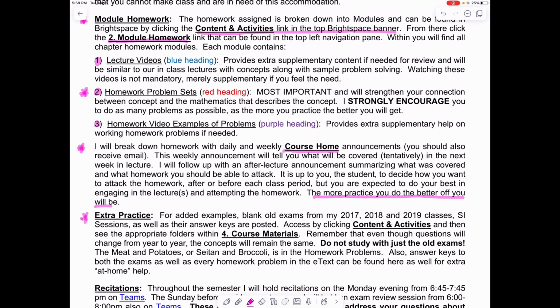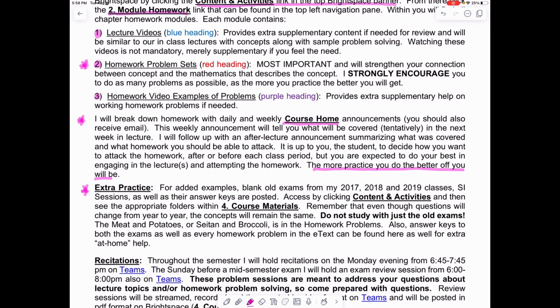Besides the homework, which is crucial for extra practice, I put old exams from the 2017, 18, and 19 classes. Again, we have to go to content and activities, and then go to point 4, which is course materials. There are a lot of things within course materials, but one is old exams. And these are real exams, like I said, that I've given to past students.